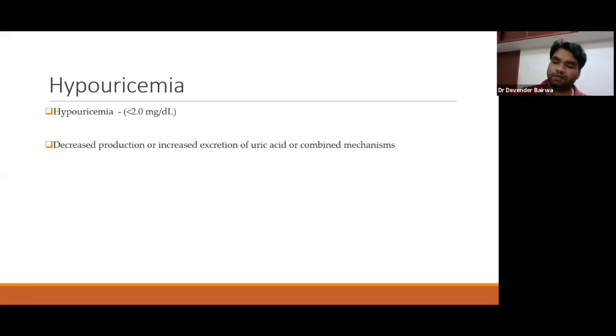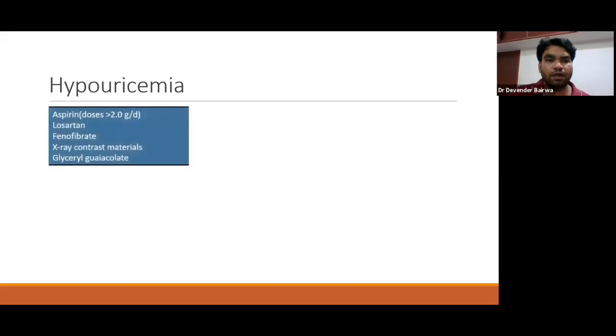Suppose there is a defect in OAT1 or URAT1, then there can be hyperuricemia. Generally, less than 0.2% of the population will have this condition. But as of now, no symptoms or pathology are known because of hyperuricemia.